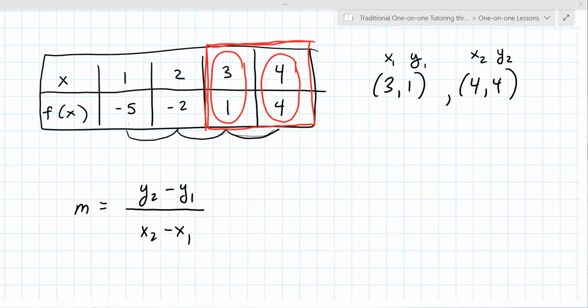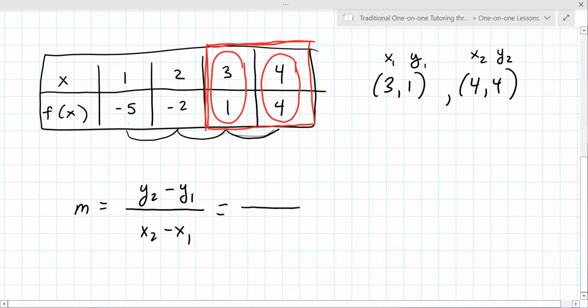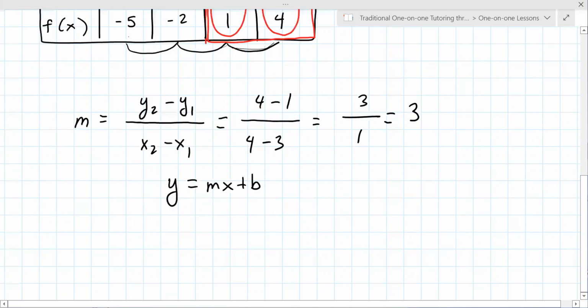So I want you to calculate the slope. 4 minus 1 is 3, and then 4 minus 3 is 1. Okay. So what is the slope? The slope is 3. Good. Now we're going to write the equation of a line, y equals mx plus b. What is the value of m? The value of m is 3.